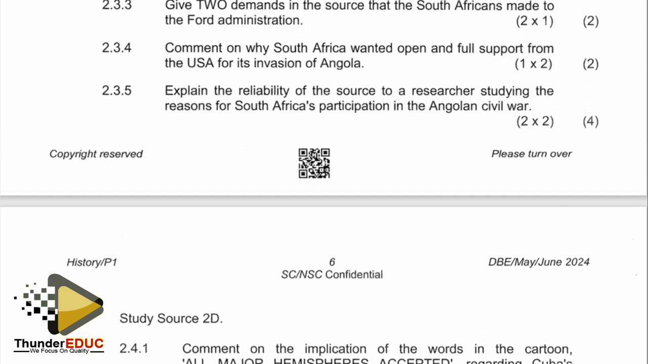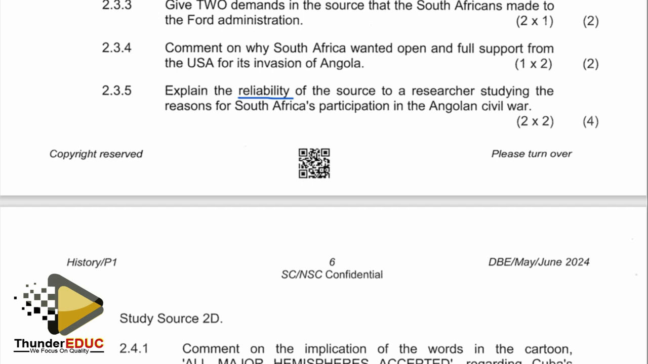2.3.5. Explain the reliability of the source to the researcher studying the reasons for South Africa's participation in the Angolan Civil War. Right, we want to look at the reliability of sources. This question here is a little bit different from a question which is asking about usefulness, because usefulness and reliability sometimes are not the same. Something might be reliable but not useful, or something might be useful but not very reliable.